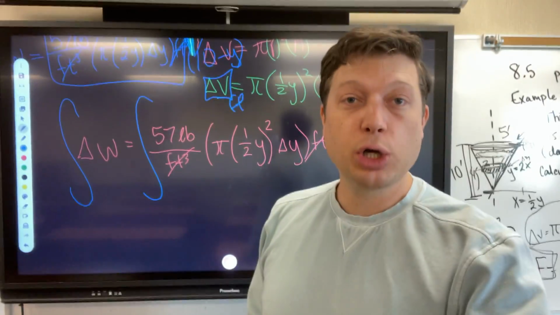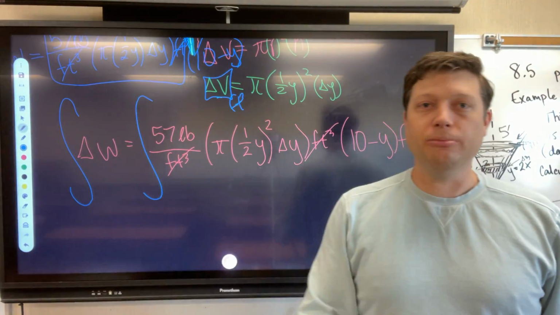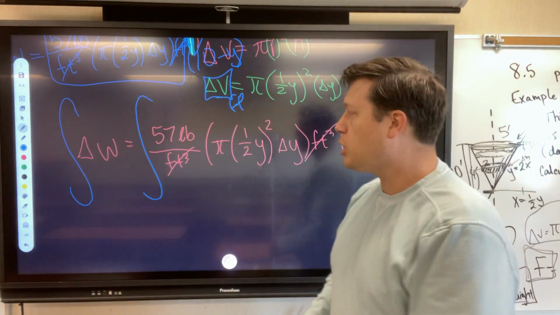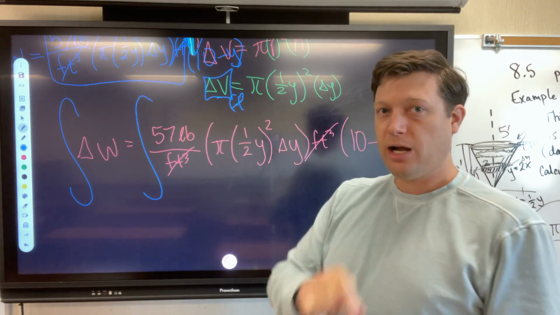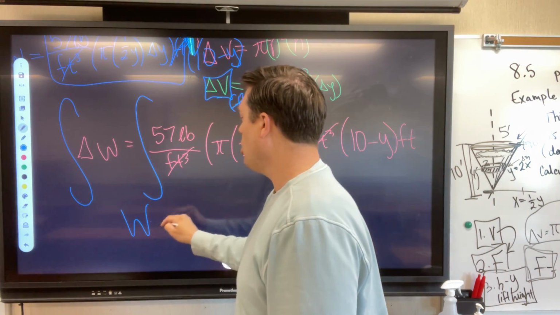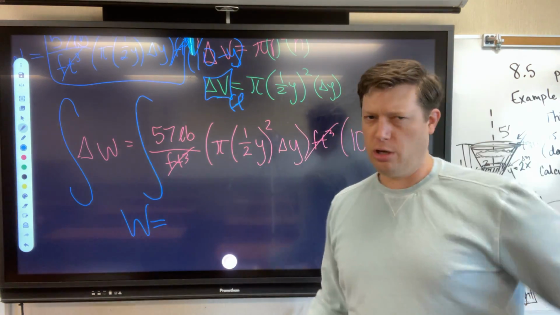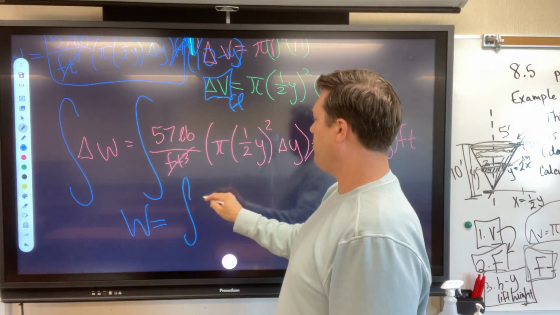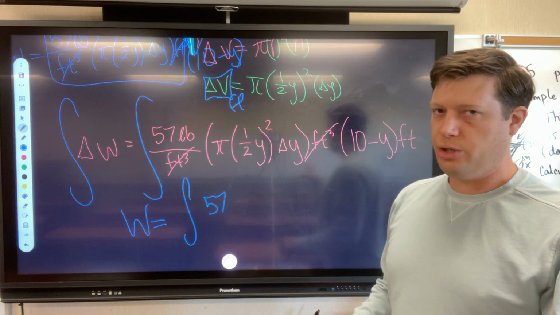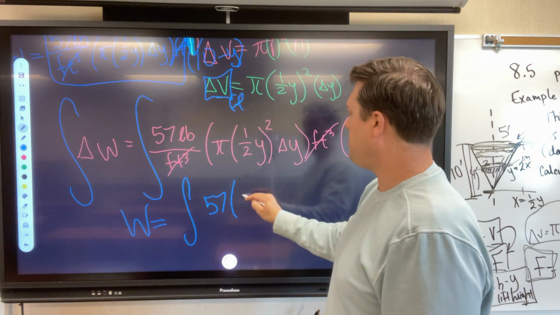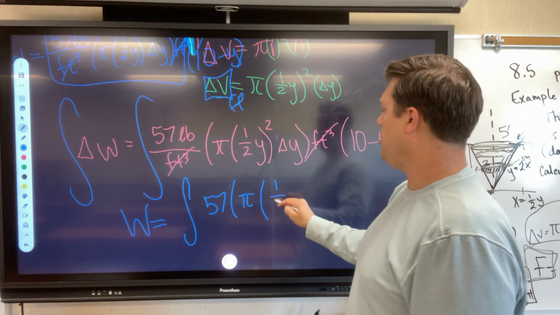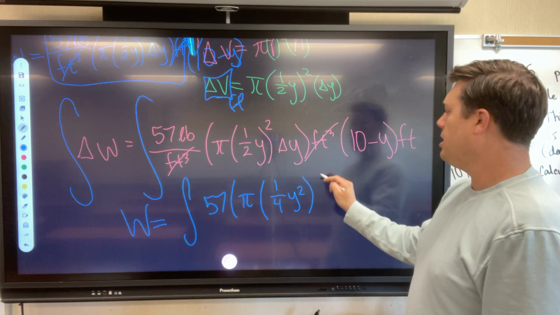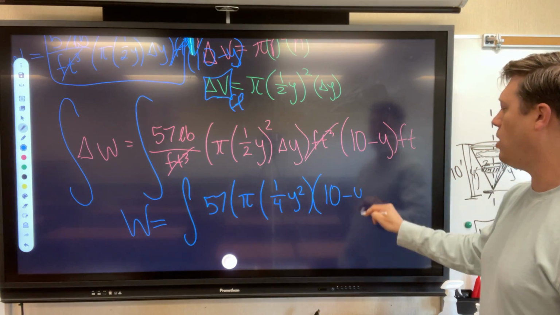In that lecture, we integrated volume. Don't integrate the volume, integrate the work. We're integrating each of the little slices, and so that creates this one. The total work is the summation of all of the little changing amounts of work. It's going to be the integral of 57, I'm going to drop the units of information right now, times pi times 1/4 y squared times 10 minus y dy.